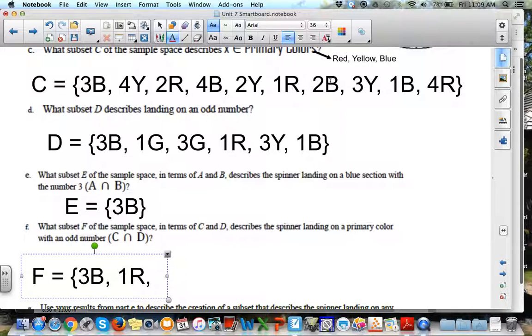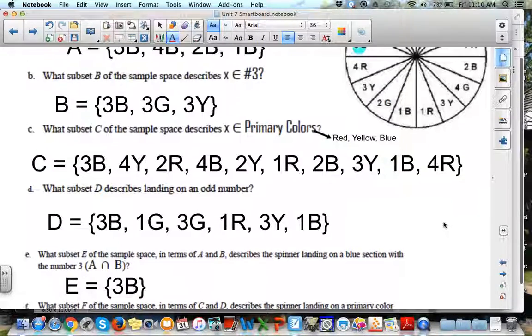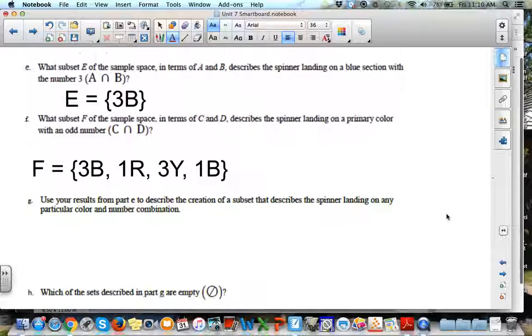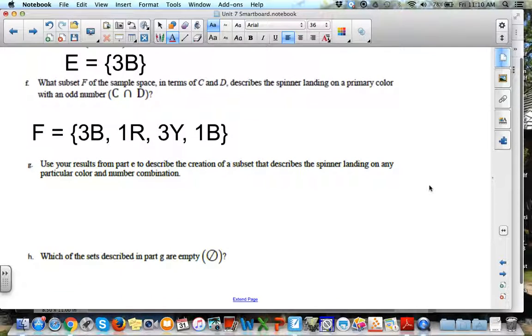They do not both have a 2B. They do have a 3Y, so we're going to list that. They're intersecting there. Do they both have a 1B? Yes, 1B. And they do not both have a 4R. So there are 4 elements that subset C and subset D both have in common. Because again, if we think back to our chart, that upside down U means intersect. Where do they intersect? What do they have in common?